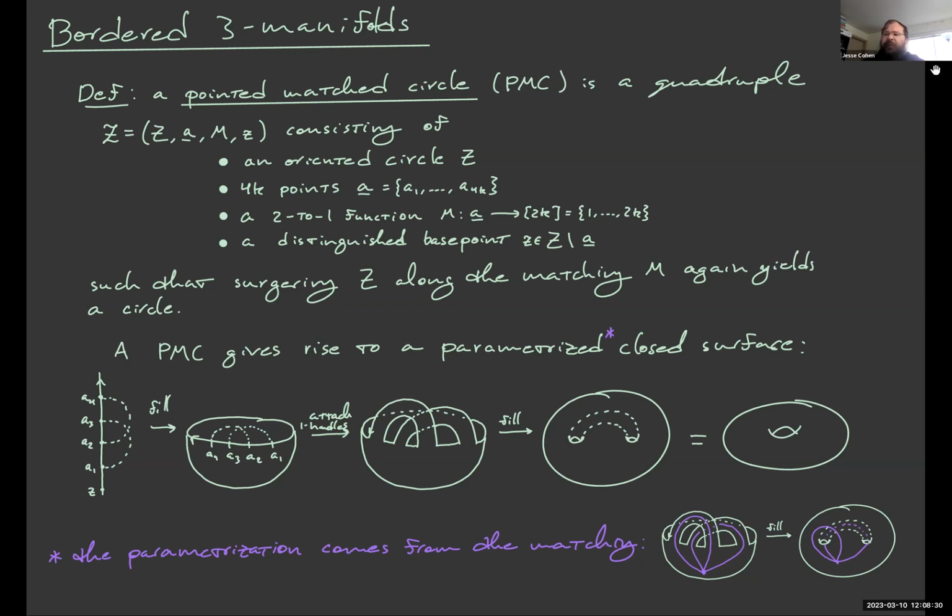And this gives rise to a parameterized closed surface as follows. So we take our circle, which here I'm visualizing as an interval, but really these two endpoints should be matched up. We fill it with a disk, and then we attach one handles along the matching, and what results is a surface with a single boundary component, which we can then fill with a disk to get a surface. And the parameterization here comes from the matching. You put a base point in that first disk and just connect arcs to the base point along the matching, and there you can see a basis for pi1 of the surface.